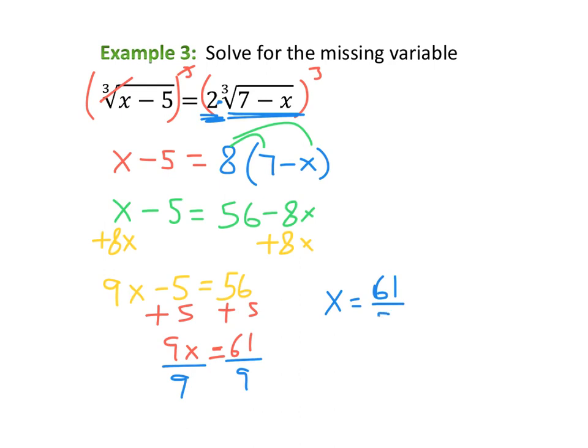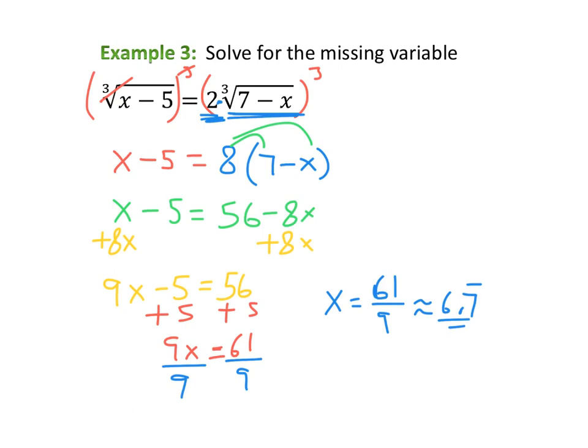61 over 9. So that's not the prettiest thing. I think I modified this equation so it doesn't really work out pretty. I'm just going to check in Desmos. 61 over 9 as a decimal is about 6.7 repeated. So we're going to check to see if Desmos will come up with the same thing here.